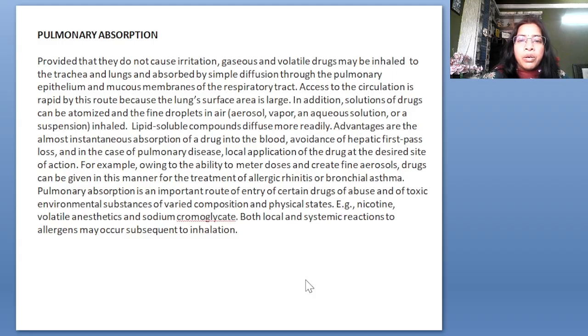For example, owing to the ability to meter dose and create fine aerosols, drugs can be given in this manner for the treatment of allergic rhinitis or bronchial asthma. Pulmonary absorption is an important route of entry for certain drugs of abuse and of toxic environmental substances of varied composition and physical states. Example: nicotine, volatile anesthetics, and sodium cromoglycate. Both local and systemic reactions to allergens may occur subsequent to inhalation of some of the chemicals.